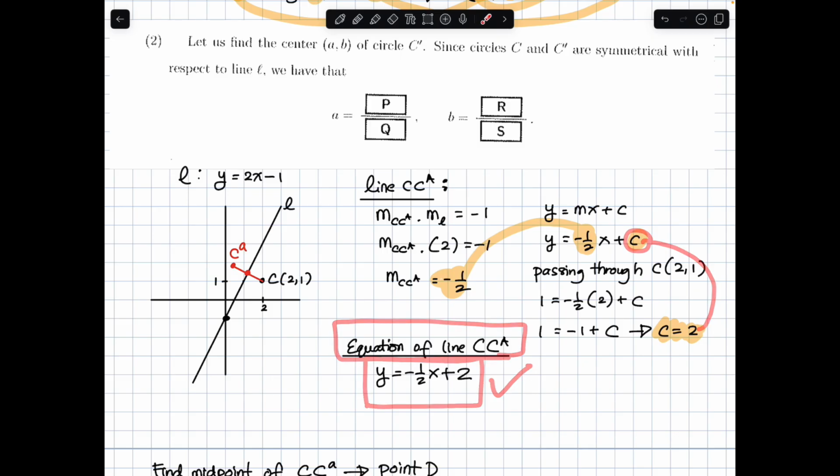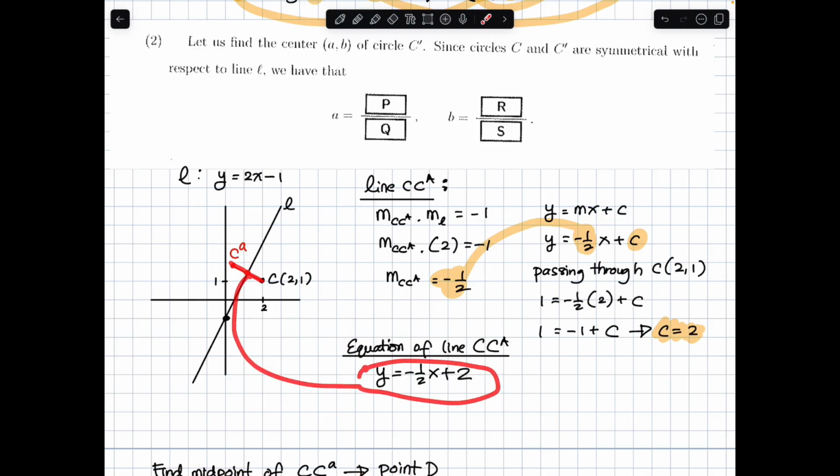But we already know the line of this line, which is here. I think I need to find this point first. Because this point is the midpoint between the point C and CA, if I have this coordinate, it is pretty easy for me to find the coordinates of CA, as long as I know these coordinates. So my purpose is finding this point.